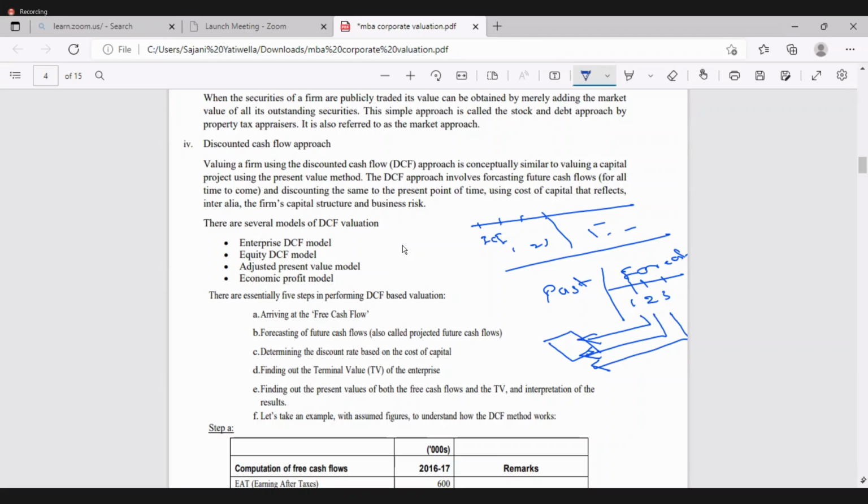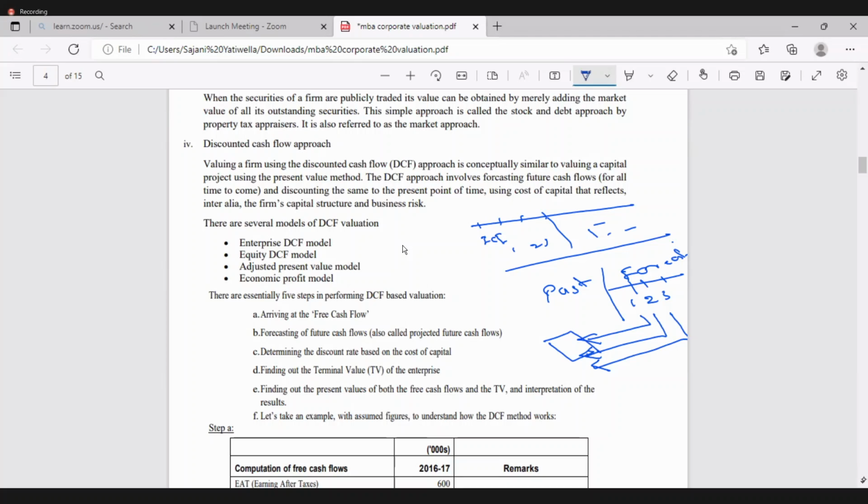There are several models of discounted cash flow valuation. So, like that, there are different methods. One is the enterprise discounted cash flow model. Here you take the free cash flow for year 1, year 2, year 3, then we can get the present value. That is the enterprise discounted cash flow.